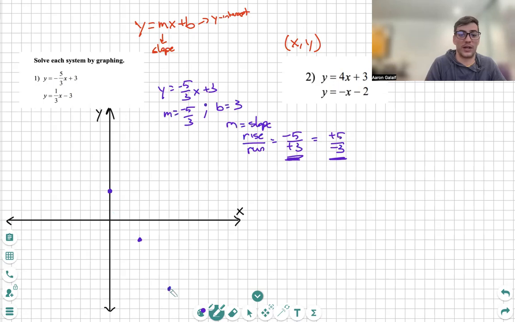1, 2, 3. Now, again, recall that we want a point on the right side and the left side of this initial point. So we're going to go the opposite, which is going to be up 5. 1, 2, 3, 4, 5, and left 3. 1, 2, 3. At that point, we have our line.